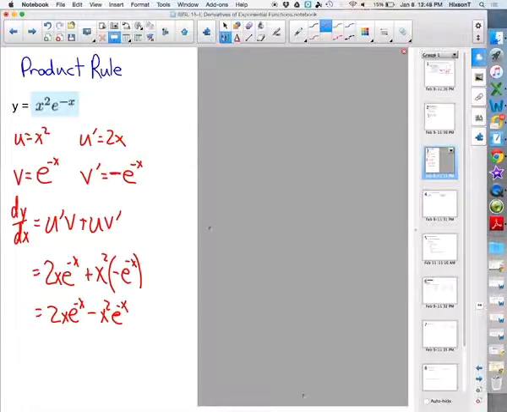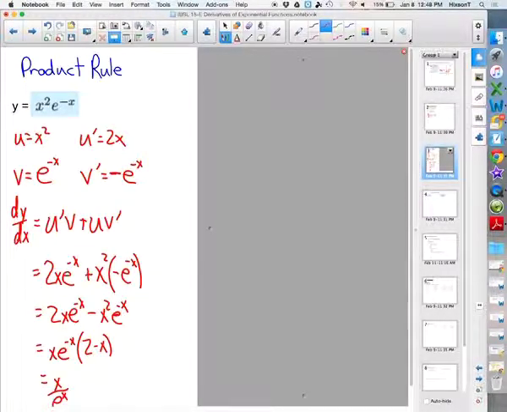So what we can do, again, I don't want to end up with negative exponents in our final answer. So what we could do here is factor out an x and the e to the negative x. And in the parentheses, all that would be left would be a 2 minus x. Okay? And then we could rewrite that as x over e to the x times 2 minus x.